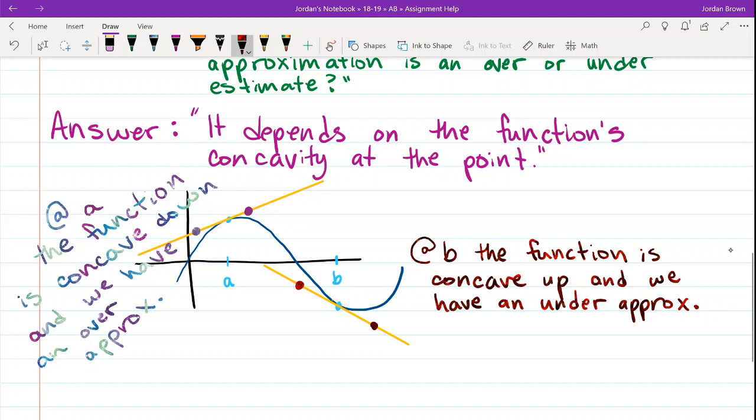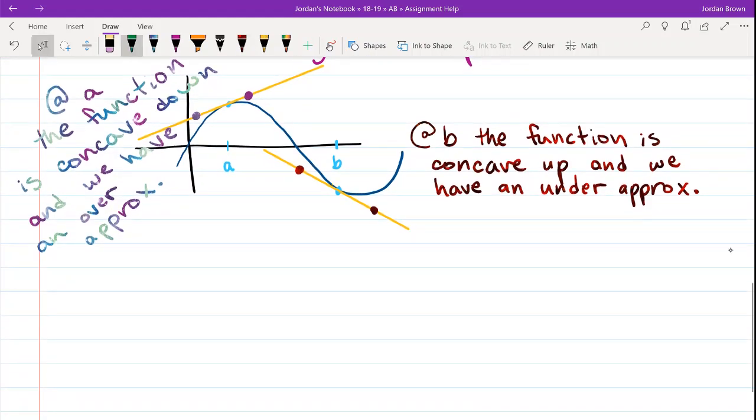Lily, does this answer all of your questions about linear approximation and concavity with over and under approximation? Or estimates? You're talking about the example that I showed you, right? In class? The one you sent me a picture of? Yeah, okay.